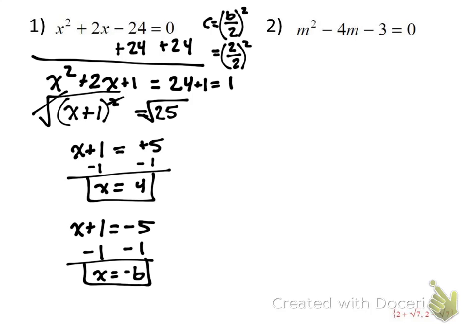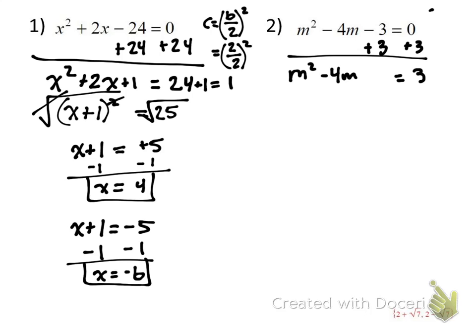Okay, so the first thing you do is you move all the constants to the right. We have a constant of negative 3, so I add 3 to both sides. So we get m squared minus 4m is equal to positive 3. I left a little space right here because I need to complete the square right there.